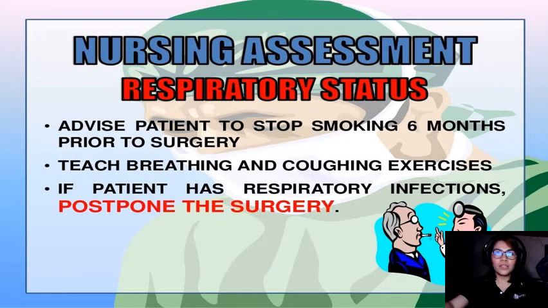Then the respiratory status. So you need to advise the patient to stop smoking 6 months prior to surgery so that there will be no complications during the surgery. The patient should also be taught breathing and coughing exercises. So before the surgery, the patient should be taught how to do the proper breathing exercises. And then if the patient has respiratory infections, then the surgeon will postpone the surgery and reschedule it. Okay? The infection should heal first before the patient undergoes surgery.